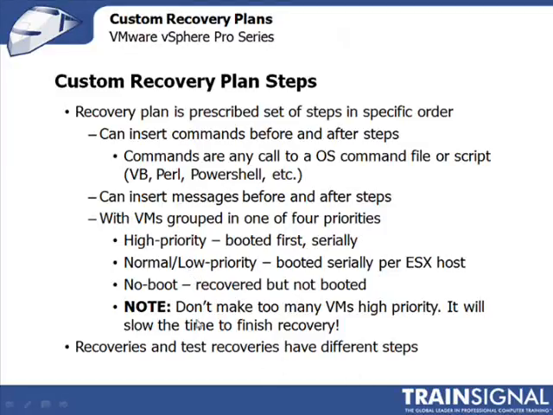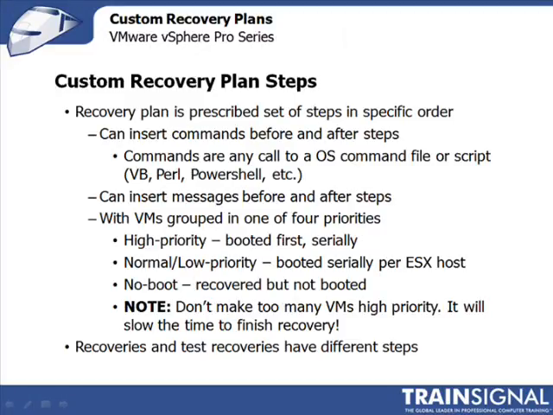So once the normal virtual machines have all been booted up, the low priority virtual machines would then kick off after the very last normal priority virtual machine has booted and its operating system heartbeat has been established. And then finally, the no boot VMs would be recovered, but obviously not booted up. An item of note here is that you really don't want to make too many virtual machines a member of the high priority group. It will slow the time to finish the recovery greatly. Instead, it's a good idea to keep the bulk of your virtual machines in that normal or low priority group so that you can have multiple virtual machines booting up at the same time.